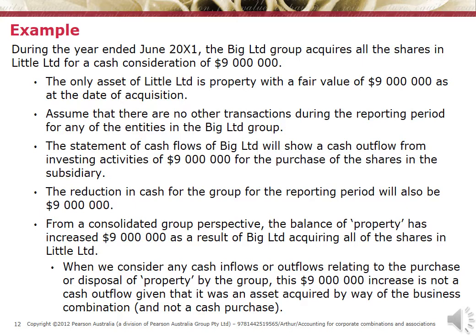So within the consolidated statement of cash flows it will be classified as an outflow for the acquisition of Little Ltd, and AASB 107 paragraph 39 states that cash flows from an acquisition or disposal have to be separately shown as well. So even though the acquisition entirely relates to the purchase of property with a fair value of $9 million and a cost of $9 million, it's considered an acquisition of a business and recorded as such.